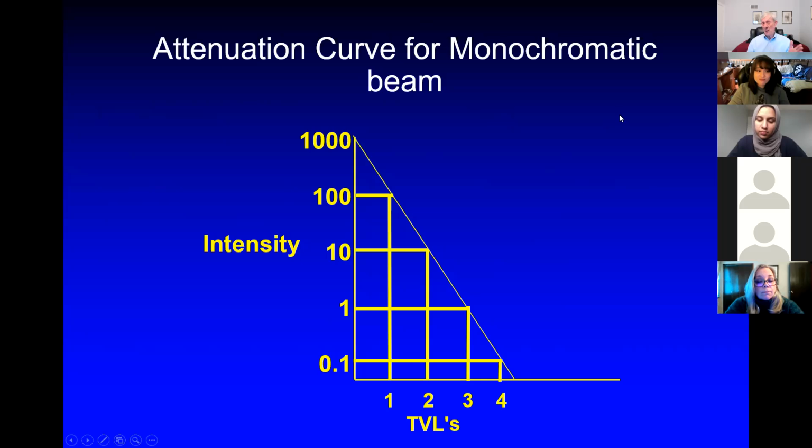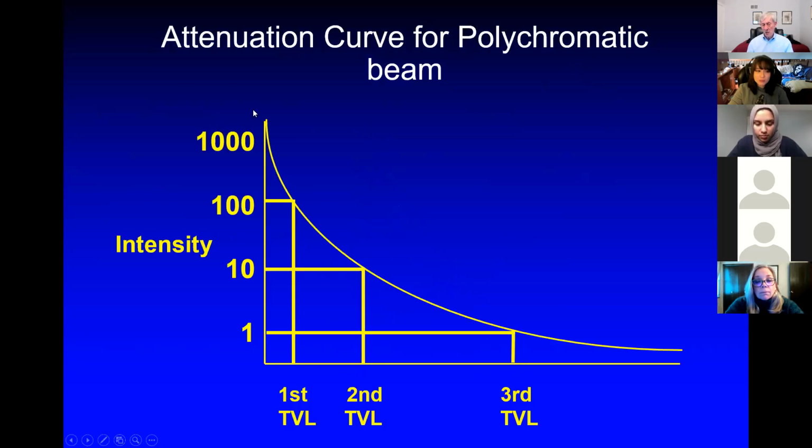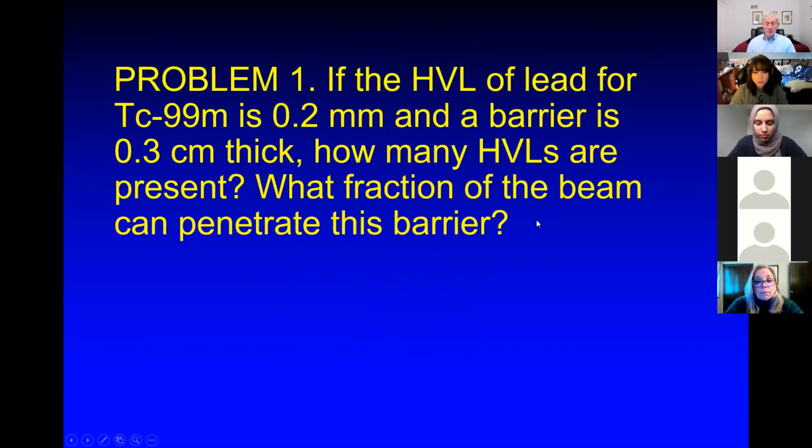Now, if it's a monochromatic beam, whether it's HVLs or TVLs, they're irrelevant. You're going to get on log paper, you're going to get a straight line. But polychromatic, no matter what it is, TVL or HVL, you're going to get a curve. So we tend to read polychromatic beams off of curves. Very difficult to do mathematics.